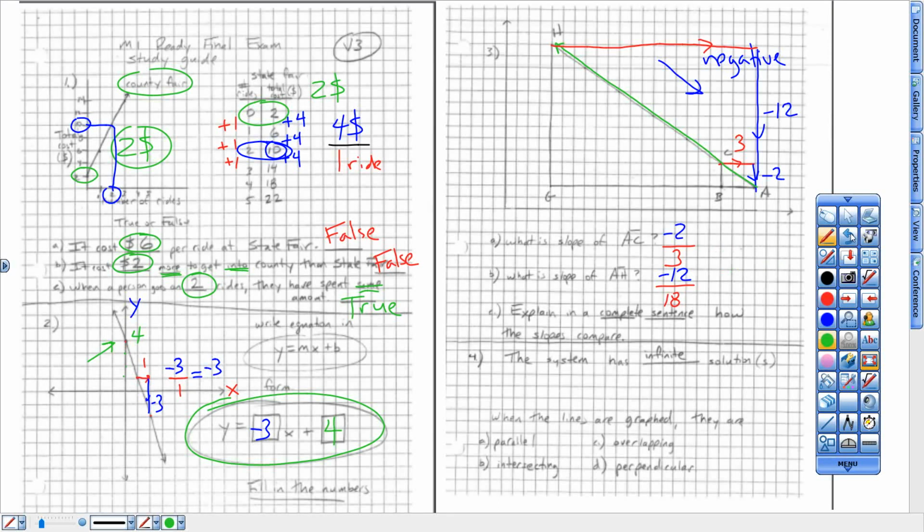All right, now in a complete sentence, how do the slopes compare? So here we go.